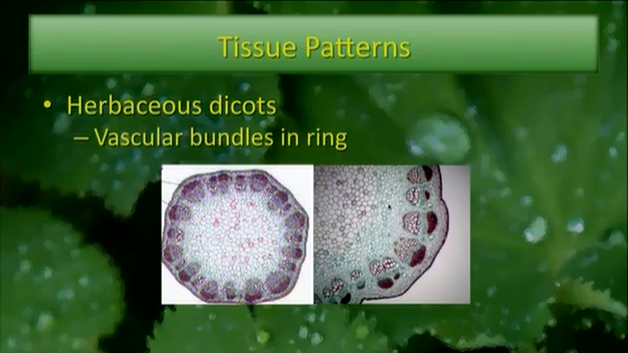In an herbaceous dicot, the vascular bundles occur in a ring around the perimeter of the section. So this is a cross section of an herbaceous dicot stem. We can go through the stem anatomy here. Here you have the epidermis, because it doesn't have bark or cork yet, since it doesn't have secondary growth. And then here you have the cortex.